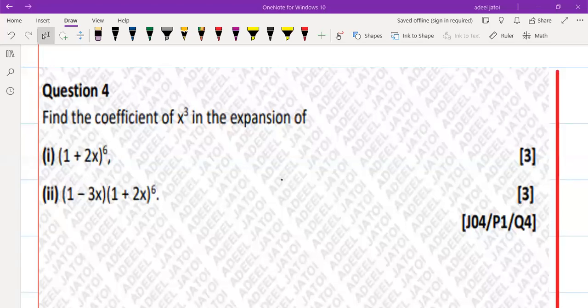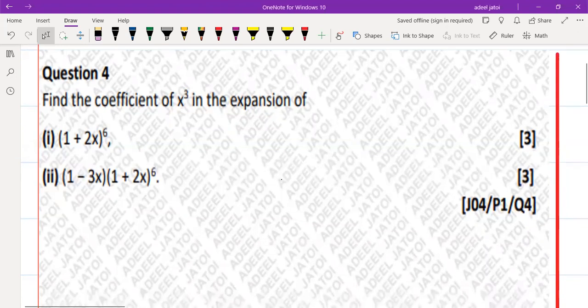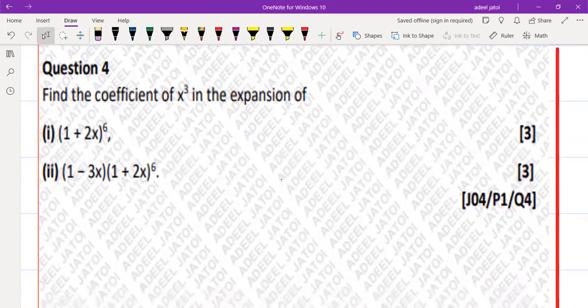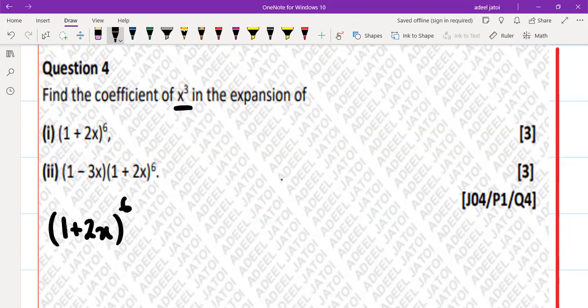This question is from June 2004, paper 1, question number 4. And question 4 from the book. Find the coefficient of x cube in the expansion of (1 + 2x) to the power 6. Now, if you note, we have (1 + 2x) to the power 6. And what is required? x cube.